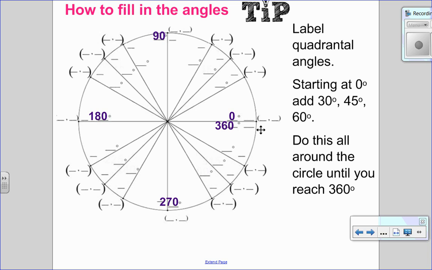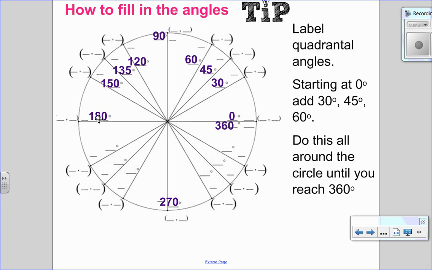Then I'm going to start at 0 and work my way around the unit circle by adding 30, 45, 60 over and over. So 0 plus 30 is 30, 0 plus 45 is 45, and 0 plus 60 is 60. Repeat the process. So 90 plus 30 is 120, 90 plus 45 is 135, 90 plus 60 is 150.